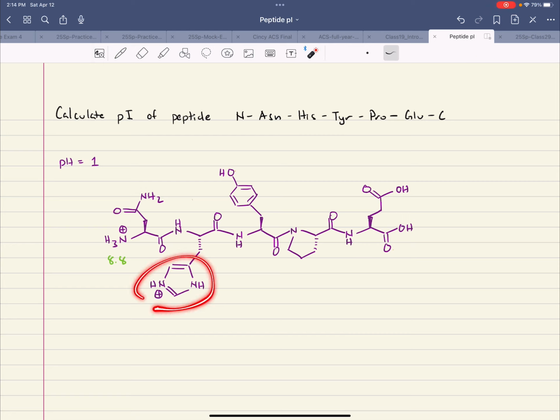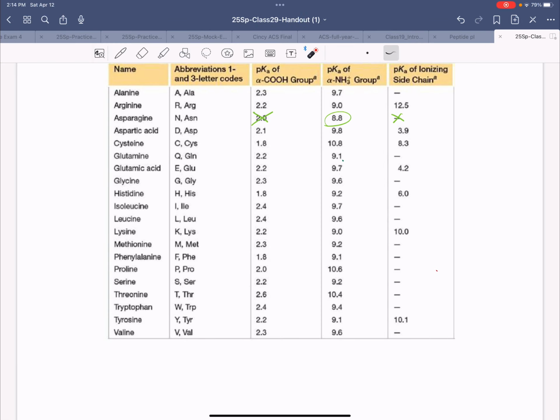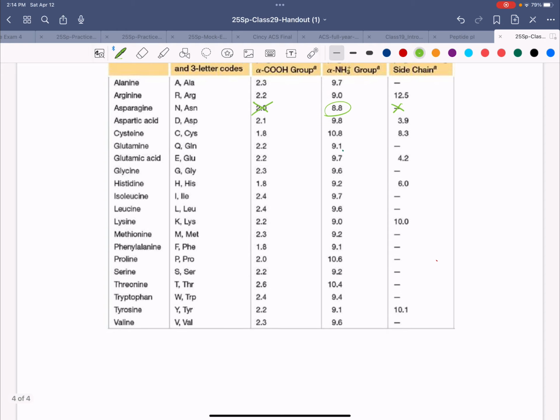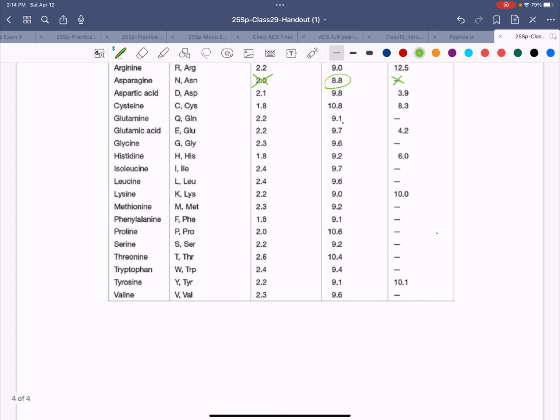Next one, histidine. This one you've seen many times probably, but I circle what pKs we need. Histidine is a basic amino acid, and we have here 6.0. We don't need that. We don't need that.